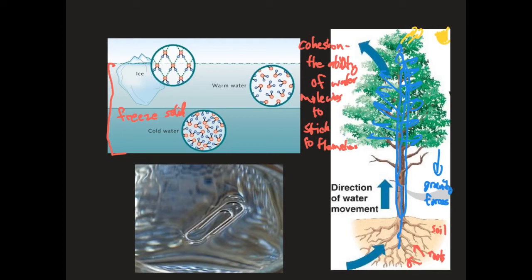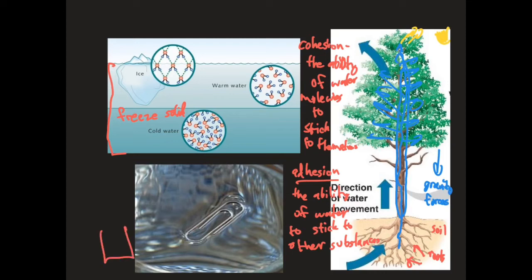There's also another property known as adhesion, which is basically the ability of water to stick to other substances. Now, these other substances are mainly going to be other polar substances. So, for example, a common example is if we go back to our glass of water.